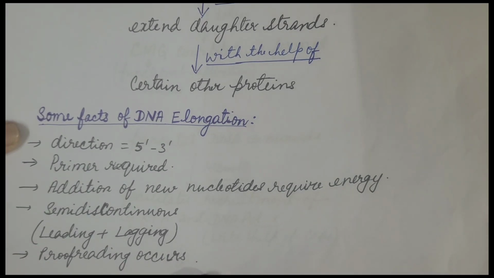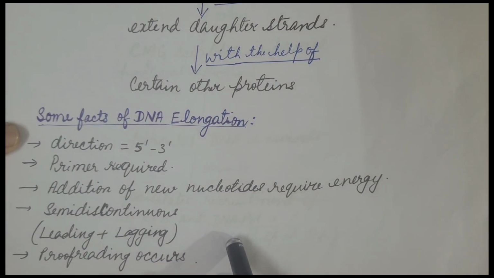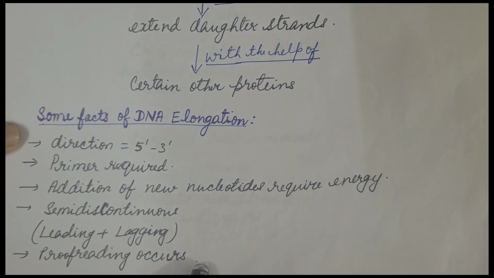Proofreading also occurs in elongation. Sometimes a wrong base is incorporated. When DNA polymerase recognizes this wrong base, it moves backward, removes or excises this base, and this is followed by the reinsertion of the correct base. This is known as proofreading.